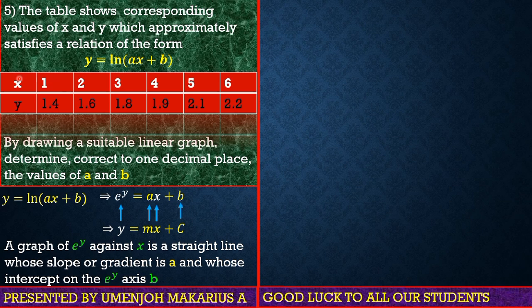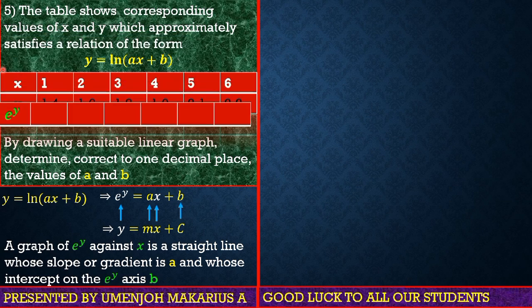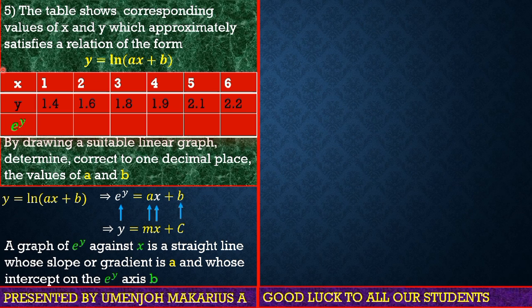We have x already, so we have to make a table of values of e raised to the power y. If we take all the y values and raise e to those powers, we are going to have e raised to the power y equal to that. This is the table of values that we have. We take the first one, 1.4. So e raised to the power 1.4 gives us an answer of 4.1. e raised to the power 1.6 gives us 5.0. Doing the same, we have 6.0, 6.7, 8.2, and 9.0.